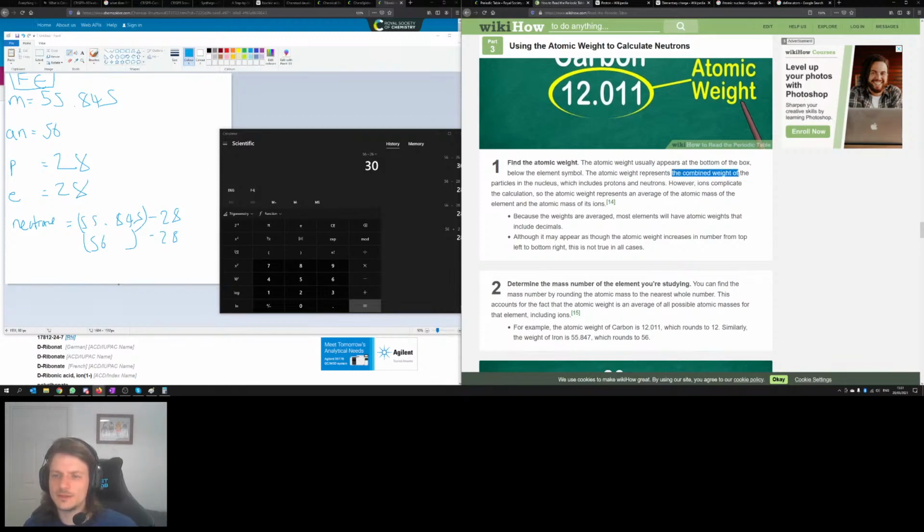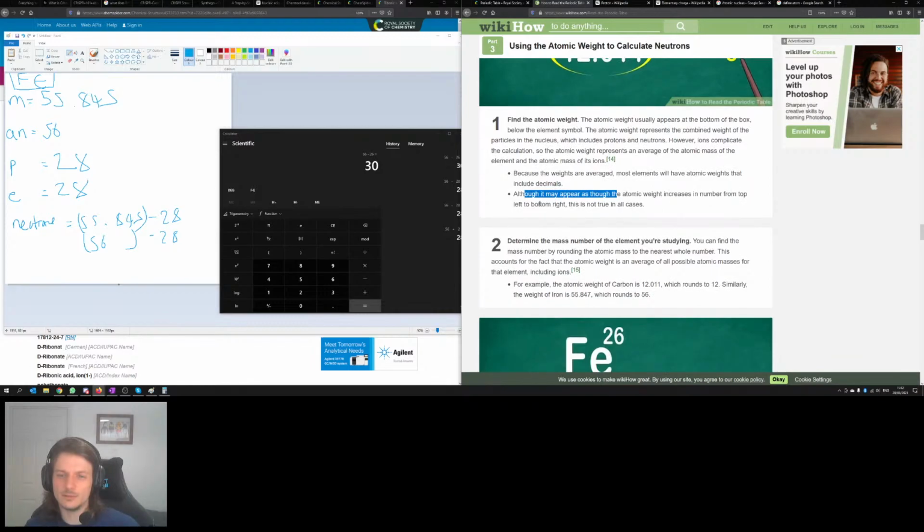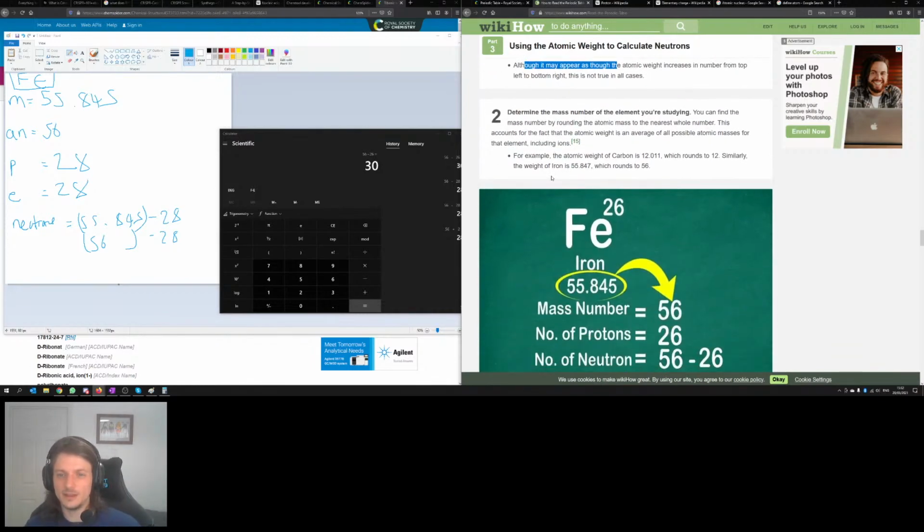The atomic weight represents the combined weight of particles in the nucleus, which includes protons and neutrons. However, ions complicate the calculation, so the atomic weight represents an average of the atomic mass of the element and the atomic mass of its ions. Because the weights are averaged, most elements will have atomic weights that include decimals. Although it may appear as though the atomic weight increases in number from top left to bottom right, this is not true in all cases. You can find the mass number by rounding the atomic mass to the nearest whole number.